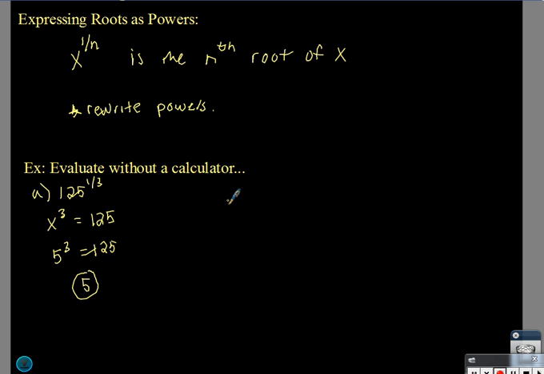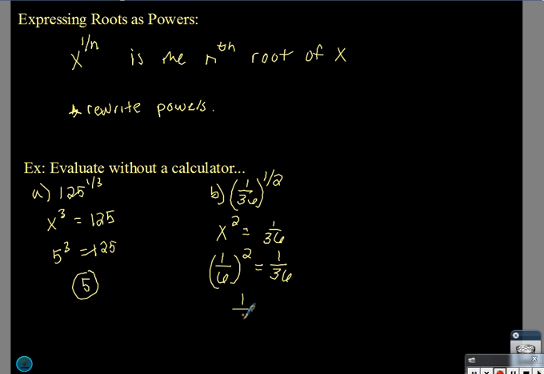So doing another example, we have 1/36, and we want to raise that to the 1/2 power. All that's really saying is I want to know what number squared is equal to 1/36. I know that 1 squared is 1 and 6 squared is 36, which means that 1/6 all squared is going to equal 1/36, which means that my final answer is 1/6.